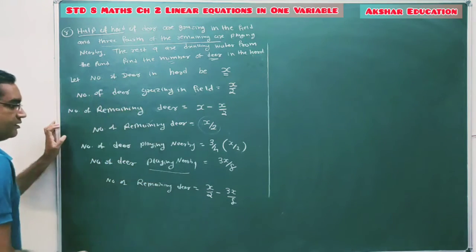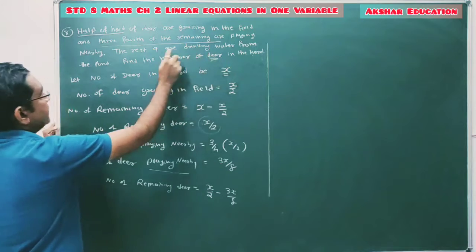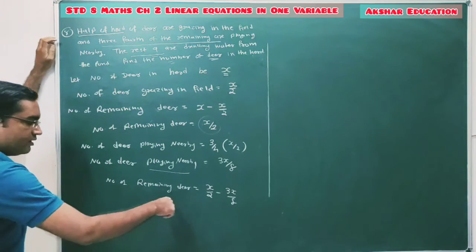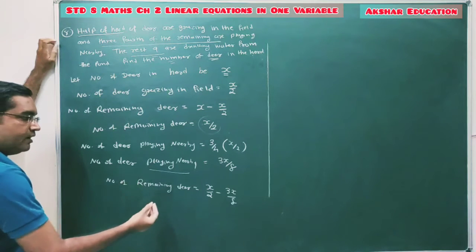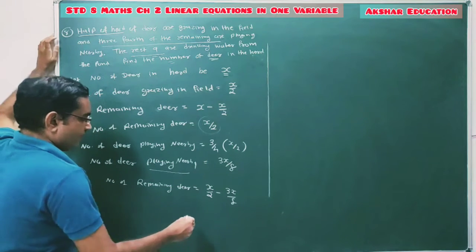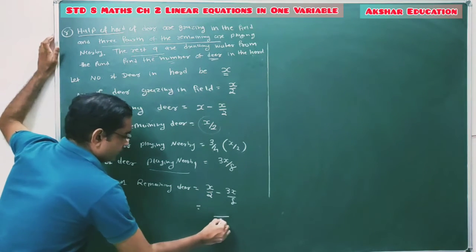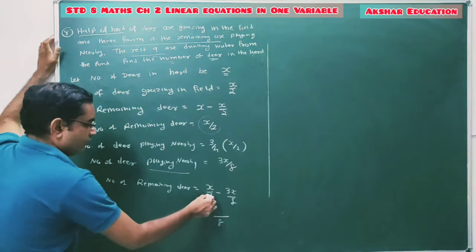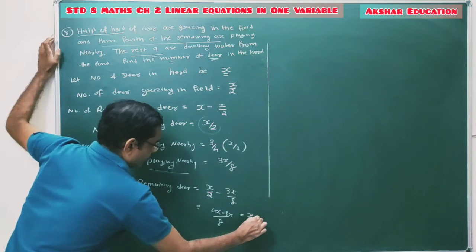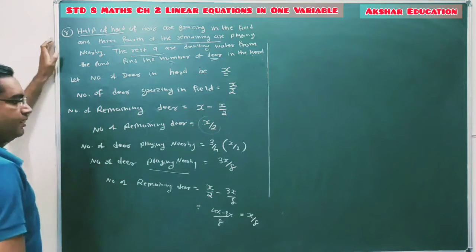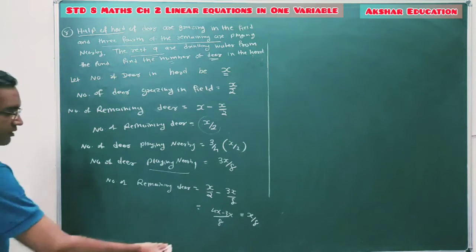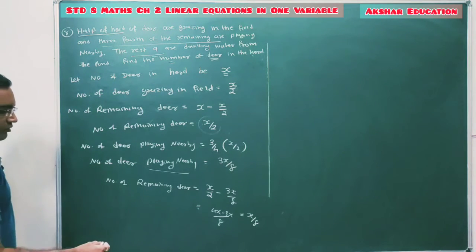These are the remaining deer, and the rest are the remaining deer, so they are drinking the water from the pond. So these remaining deer are drinking the water from the pond, and they are equal to 9. So here first you have to simplify this. Here the LCM is 8, 2 4s are 8, so it's 4x minus 3x, which is equal to x/8. These are the remaining deer, x/8 are the remaining deer, so the rest 9 are drinking the water, these are the rest deer.